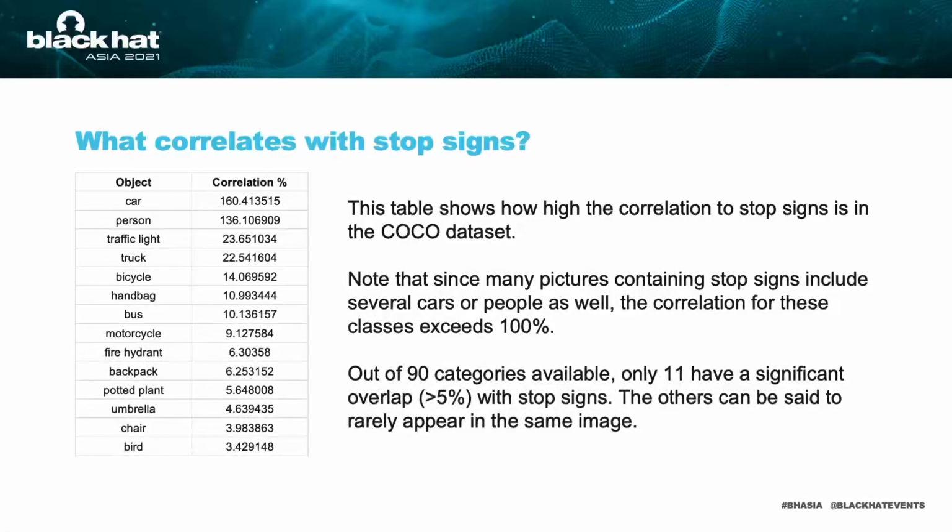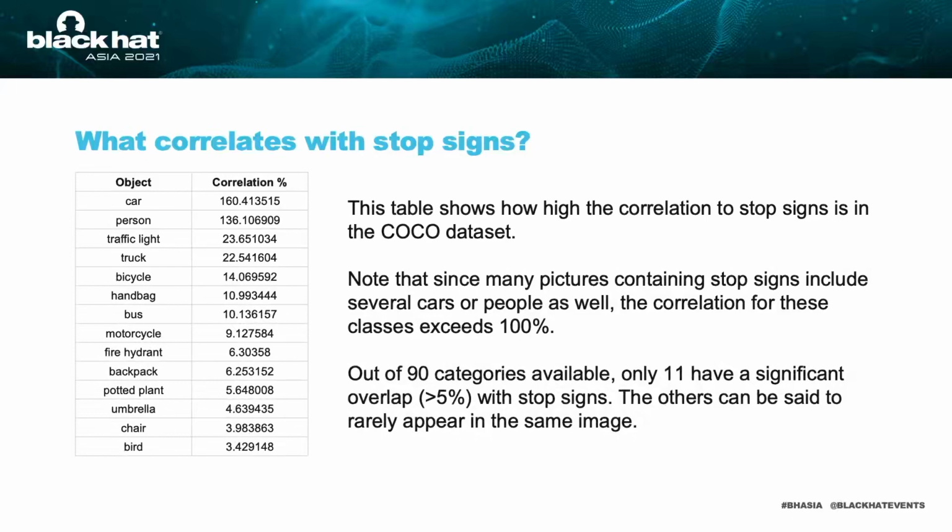So switching from dogs to stop signs, because that's a much more interesting topic for machine vision, you can see here that we simply calculated, based on the COCO data set, what objects relate to stop signs. In the table on the left, you can see that cars and people have a very high correlation, traffic lights and trucks as well. And then it falls off drastically. Out of the 90 or so categories available in the 2017 COCO data set, only 11 have a 5% or higher correlation to stop signs in general.